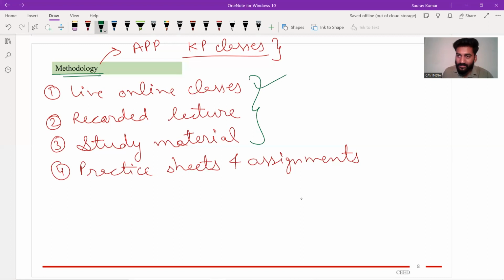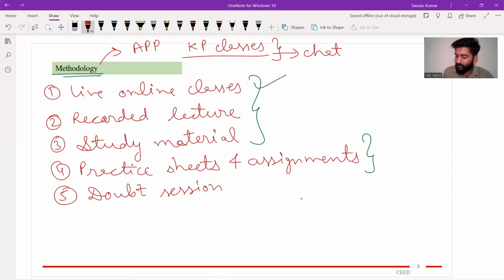Now you got your concepts cleared, you practiced a lot, so obviously you'll get a lot of doubts. For that, the next thing is the doubt session. Also for this, we have two things. One, on this app, there is a chat option. So at any time, you can just send your doubts to us, saying, okay, I'm having some difficulty in this particular question, please discuss that part.